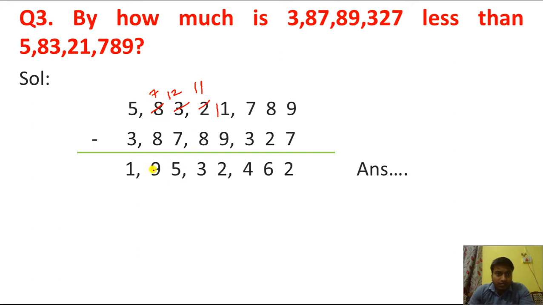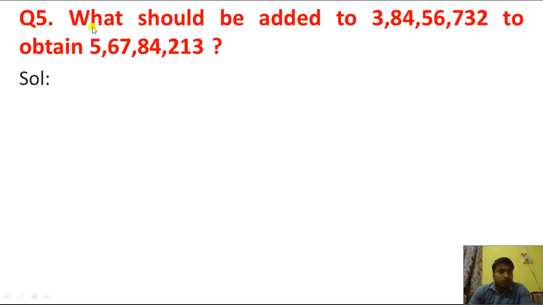Now 7 is less than 8, so this 7 will take borrow from this 5, so this will become 17 and this will become 4. Now 17 minus 8 is 9 and 4 minus 3 is 1. So this is the answer, this is the number. Okay, understood? Now question number 5.